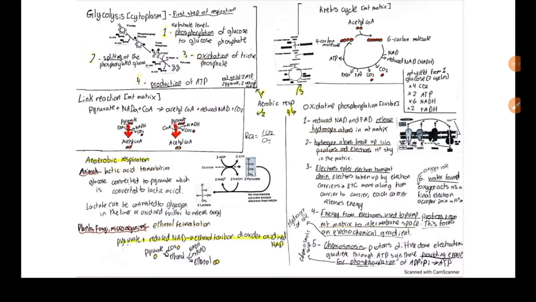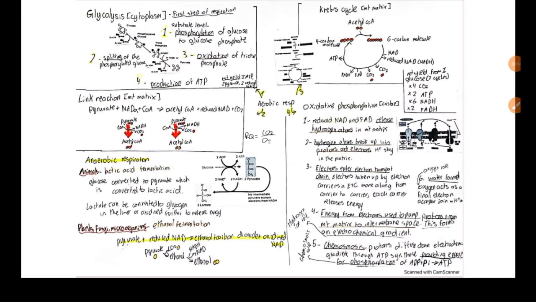Now, this is my summary. It's not very clear, but I like how I put everything, so I added it here. And anaerobic respiration. It also has glycolysis as the first step in the cytoplasm, but because we don't have oxygen, we do not have oxidative phosphorylation. So, our anaerobic respiration is different in animals and plants.